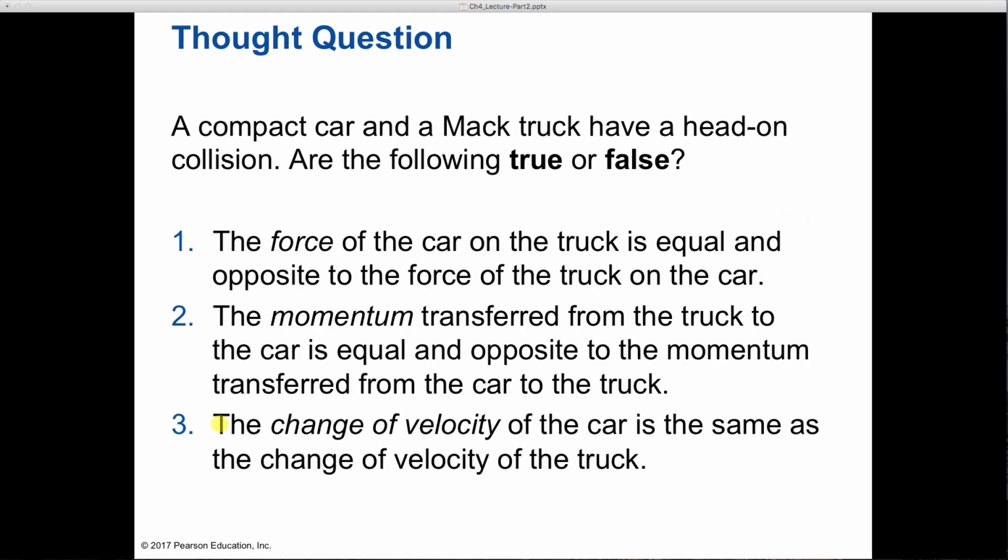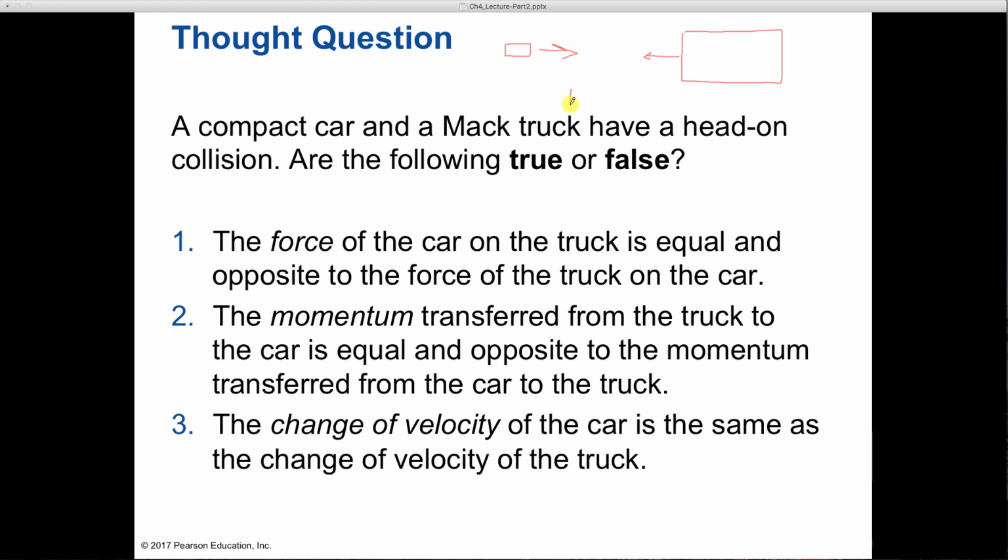So here's another question. We have a compact car, a small car, and a Mack truck, a big heavy truck. They have a head-on collision. Which of the following statements are true? So we've got the situation where a little tiny car, we'll draw that first, is going to move this way. Whoops, big arrow. And this big old truck is going to move this way, and they're going to collide.